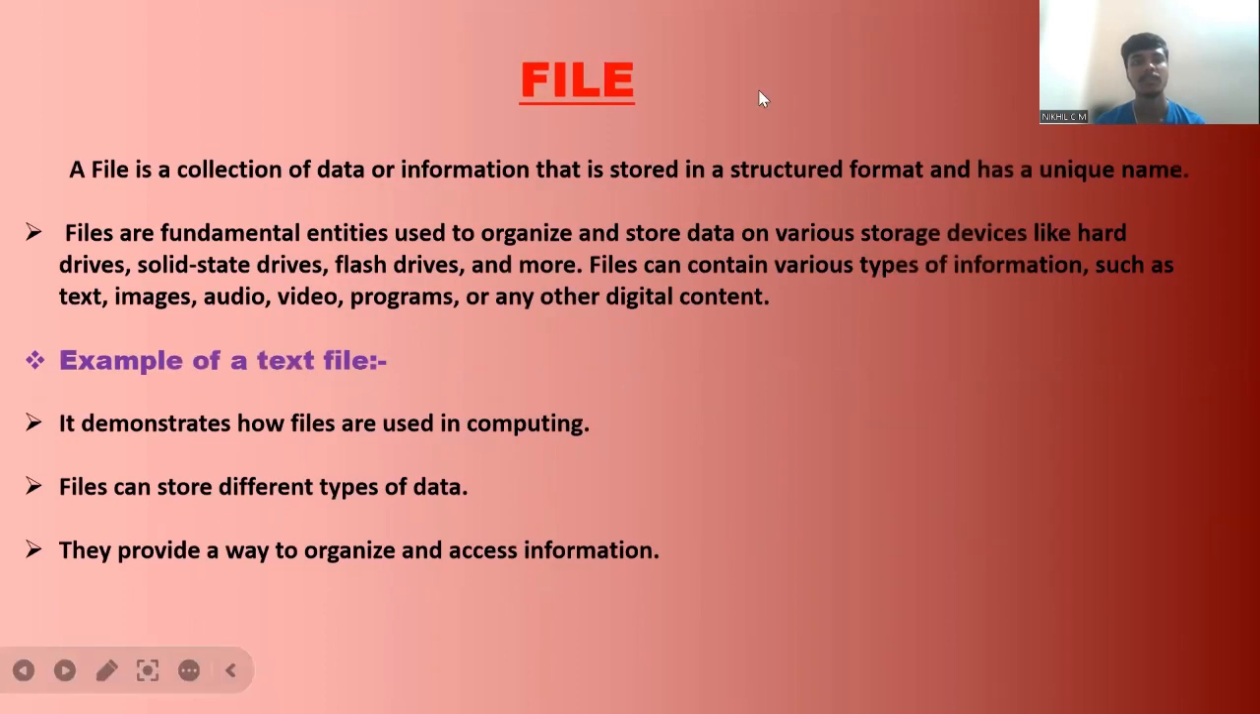File. What is a file? A file is a collection of data or information that is stored in a structured format and has a unique name. Files are fundamental entities used to organize and store data on various storage devices like hard drives, solid state drives, flash drives, and more. Files can contain various types of information such as text, images, audio files, videos, programs, or any other digital content.